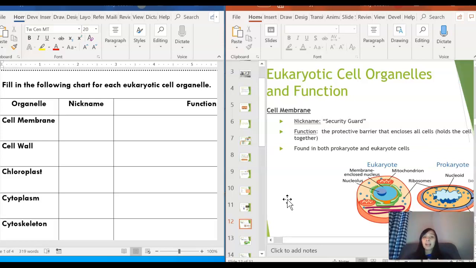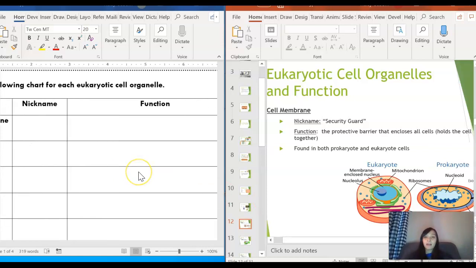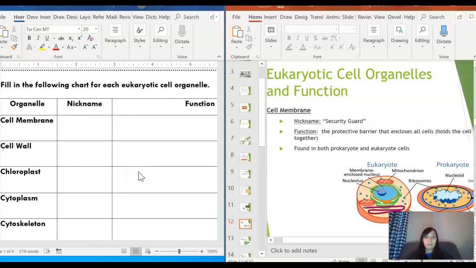So the cell membrane, its nickname is the security guard, okay? It is the protective barrier that encloses all cells and holds the cell together. Now both prokaryotes and eukaryotes have a cell membrane, okay?